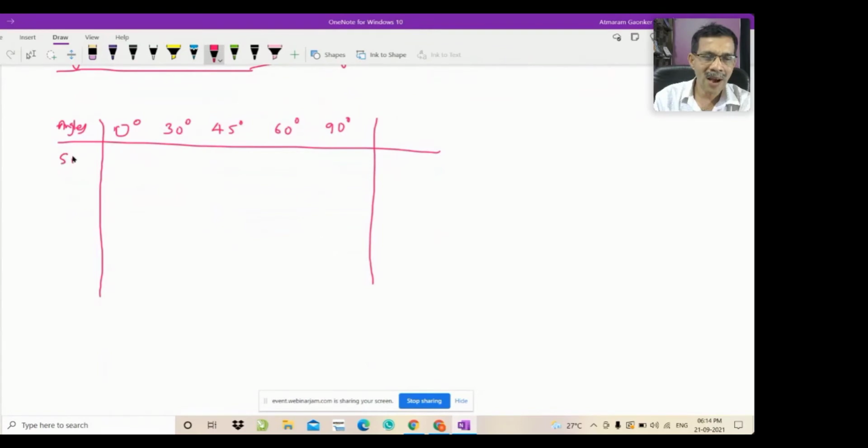So I will write sin theta here, and this is an angle theta, then cos theta, then tan theta. After tan, I will write cot theta, then cosec theta, and the last one is sec theta.